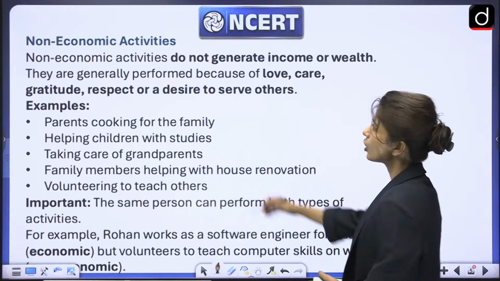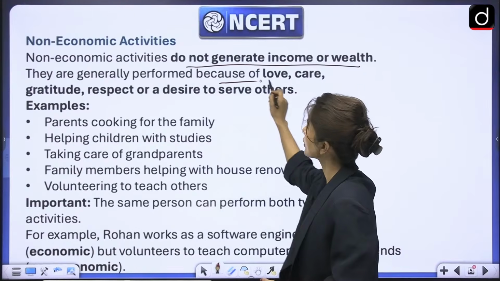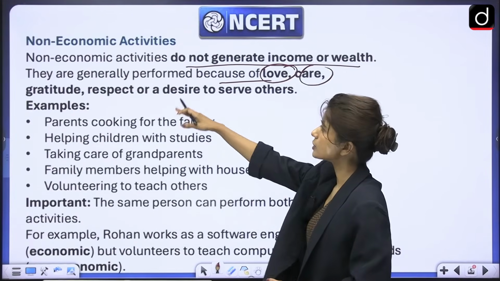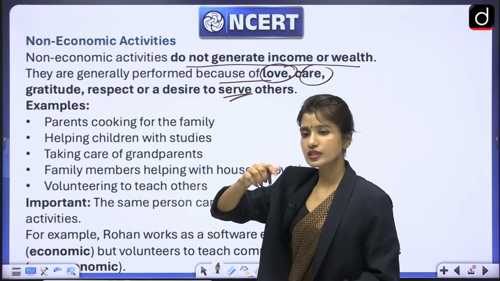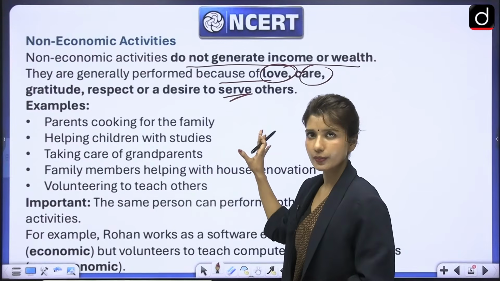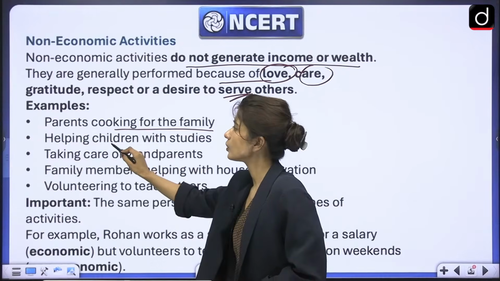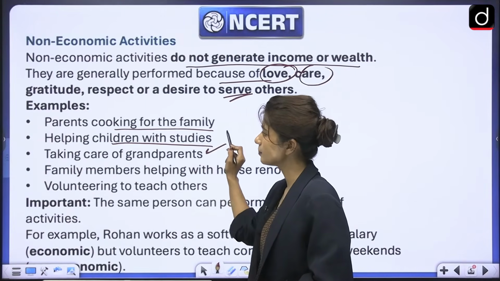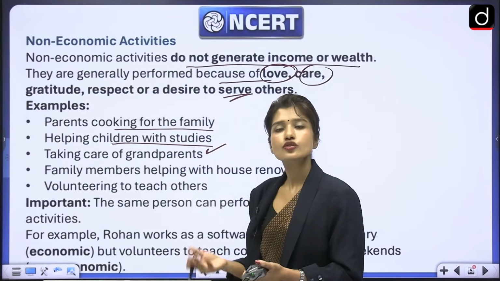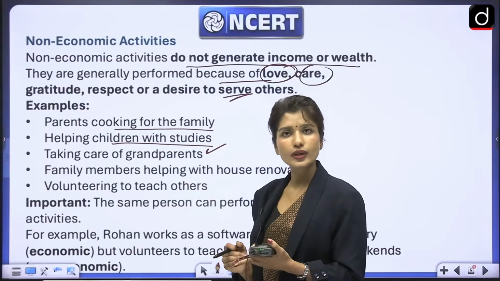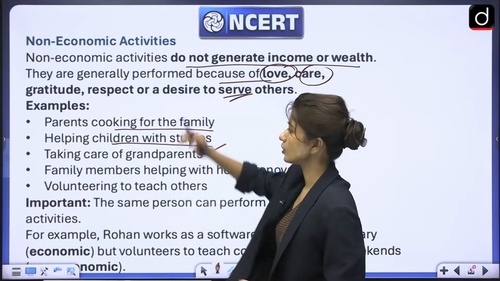And when we talk about non-economic activities, they do not generate income or wealth. They are generally performed because of love, care, gratitude, respect, or desire to serve others, right? Somebody asked about seva. It is given in this chapter at the end. I'll explain it to you. Don't worry. So, for example, parents cooking for the family, helping children with studies, taking care of grandparents, or when you help or take care of your parents or siblings when they are sick. That is also a form of work, but you are not doing it to get money in return. There is no money involved here, so that will be considered non-economic activity.